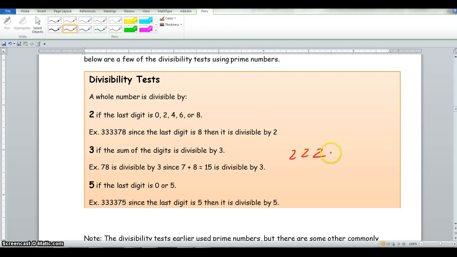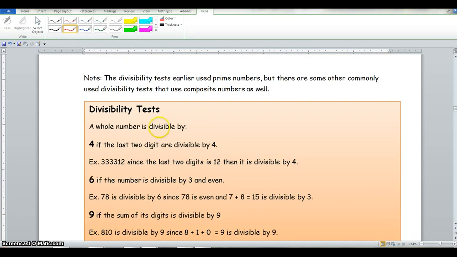It doesn't look like it would be divisible by 3, but if we add the digits together, that gives us 6. So that means 3 would go into 222 evenly. Now 5 is divisible by 5 if the last digit is 0 or 5.